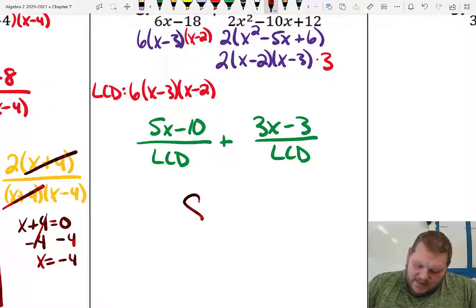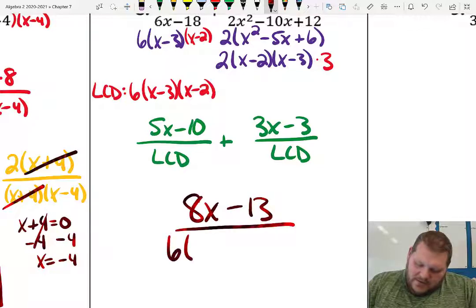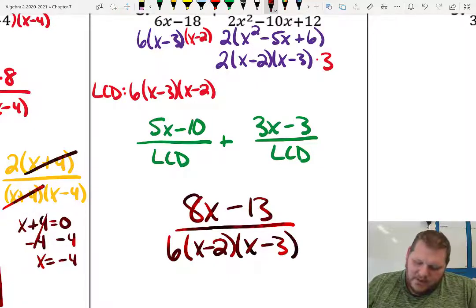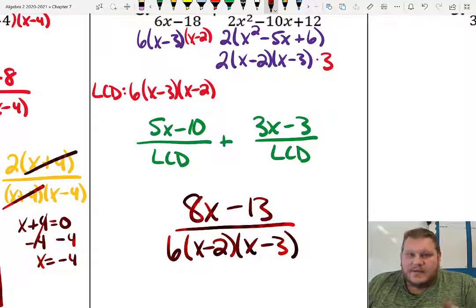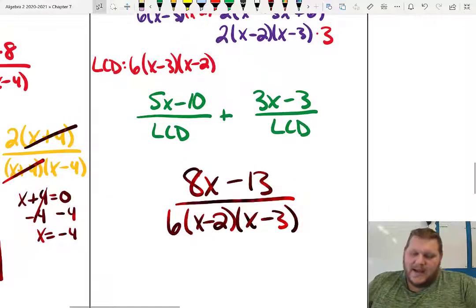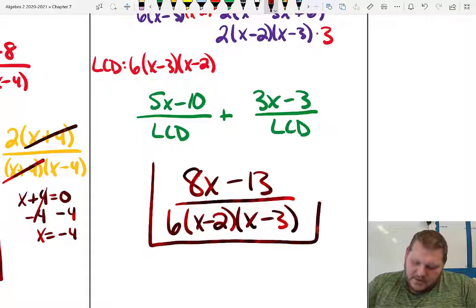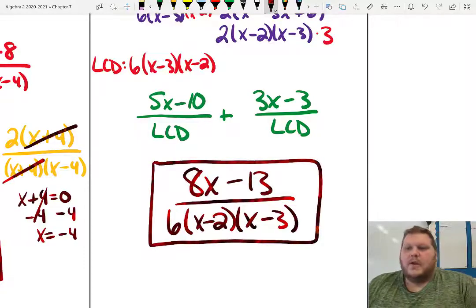5x and 3x is 8x, negative 10 and negative 3 is negative 13, and then my LCD was 6 times x minus 2 times x minus 3, and I would put that in there now because I should check to see if something cancels. 8x minus 13 does not factor at all, so I can't factor anything out because 8x minus 13 wasn't in my denominator either. So that is my final simplification for number 8.